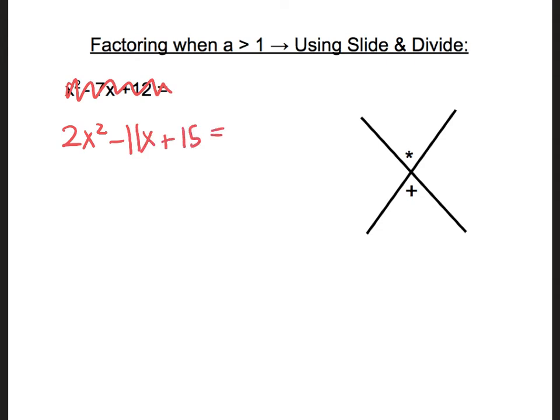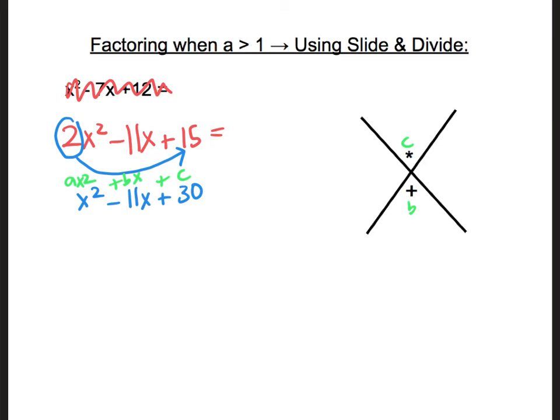So when we're doing slide and divide, the first thing you're going to do is take your number out front, slide it to the last one, and multiply. So we're going to have x squared minus 11x, and then 2 times 15 gives me 30. This turns it into an x method problem. Remember, you have ax squared plus bx plus c. We're putting b on the bottom, c on the top, and we know we can use the x method because a is equal to 1 right now. There's nothing in front of our x squared.